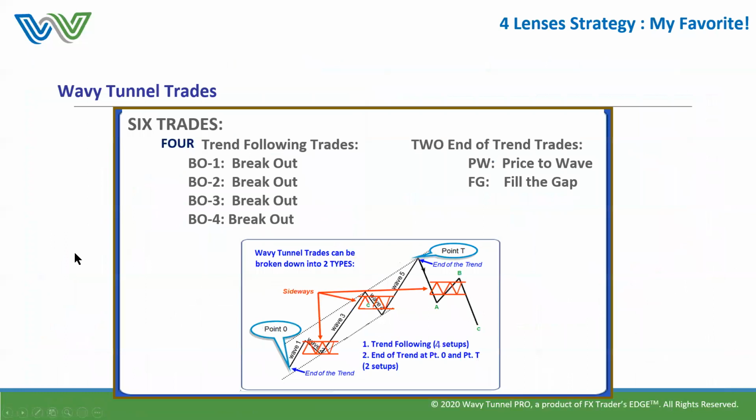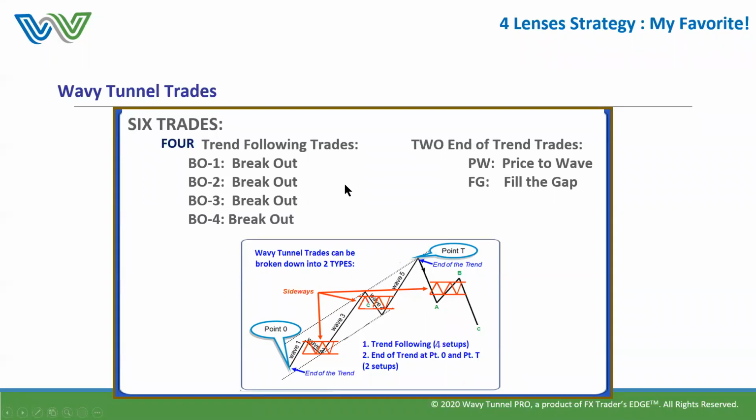So there are 6 wavy tunnel trades, 4 trend following trades, the breakout 1, the breakout 2, the breakout 3, the breakout 4, and 2 end of trend trades. So what I want to urge you to do, I mean, if you don't take my program, or if you have your own strategy, or you use the strategy that I taught you today, look at the market cycles, encapsulate the trends within channel lines. And the breakout 1 trade kicks off the trend. The breakout 2 trade is the wave 3 trade, getting in on the wave 2 correction. The breakout 3 trade is riding the wave 3. The breakout 4 trade is getting in for the wave 5. So this is how we've named all of these trades.